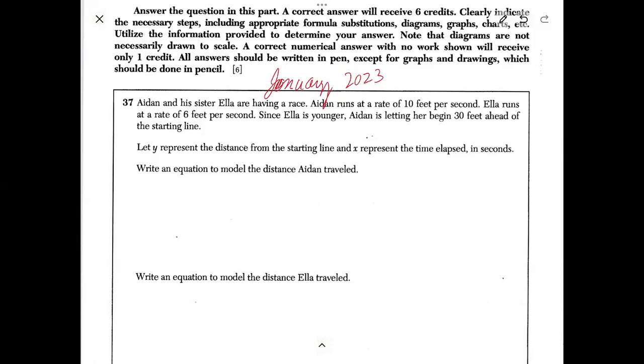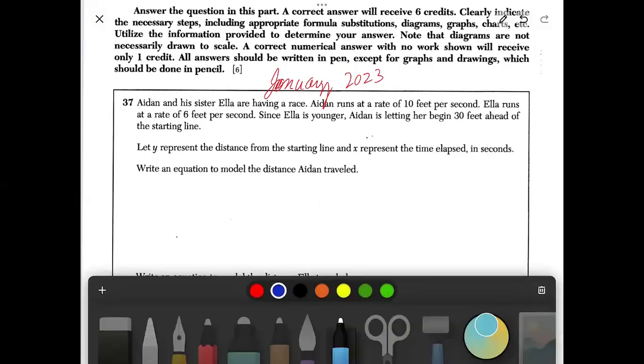Aiden runs at a rate of 10 feet per second. Now, I've done a couple of these, and if you've been following with me, you know that there's two formats that the equations can come in. They can come in standard form, or they can come in slope-intercept form. Without going any further, I know this is going to be slope-intercept form because they're giving us a slope. They said that he's running at a rate of 10 feet per second. Slope is nothing more than rate. So Aiden is running at 10 feet per second. His sister is running at 6 feet per second. So I know I'm going to have two linear equations in slope-intercept form. So let's go.